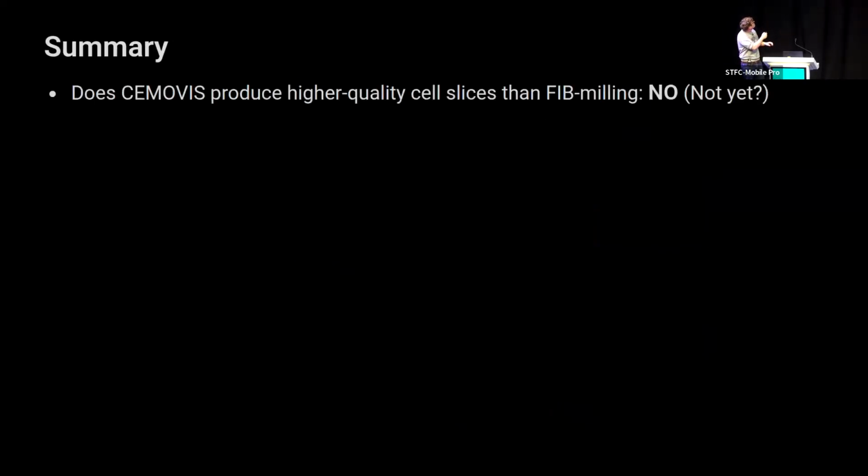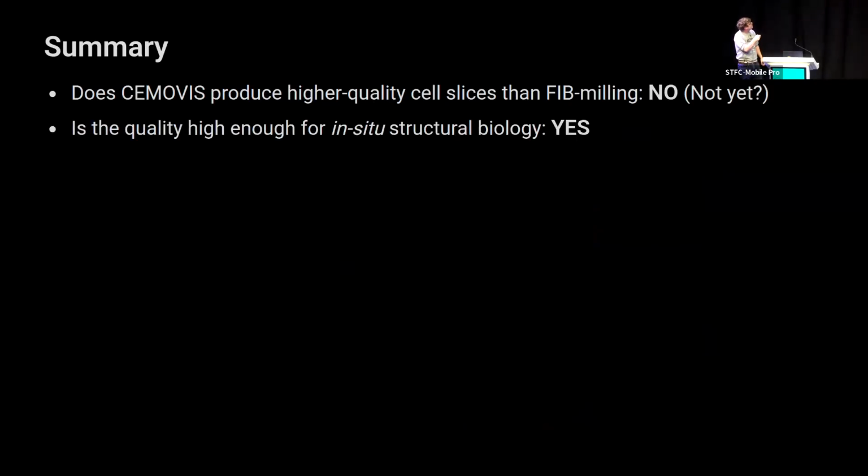So in summary, does CEMOVIS produce higher quality cell slices than FIB-milling? No, not yet, at least. Because people have done a lot of FIB-milling, and the method by now is very optimized, whereas CEMOVIS probably was neglected somewhat. But is the quality high enough for in-situ structural biology? Yes, for sure it is. You can get very nice maps with it.